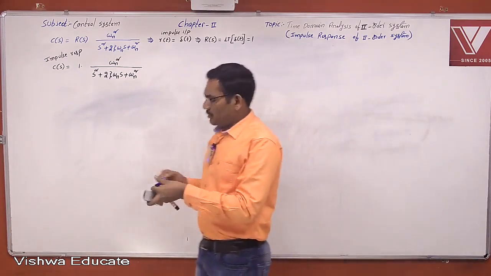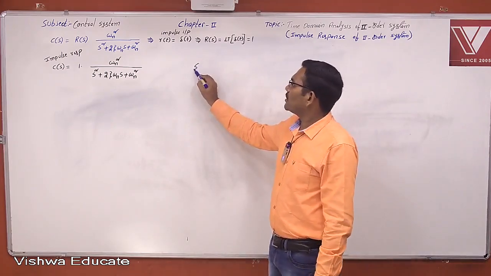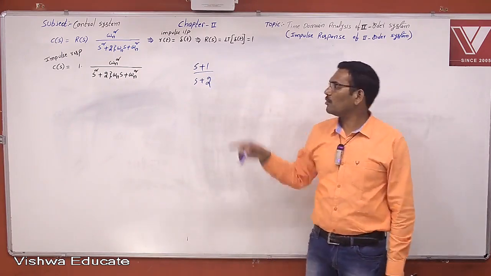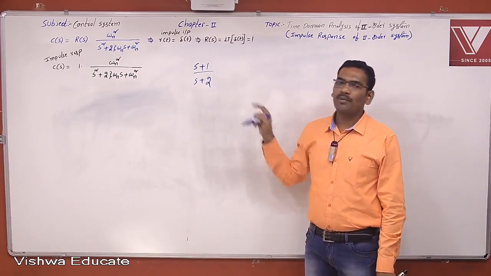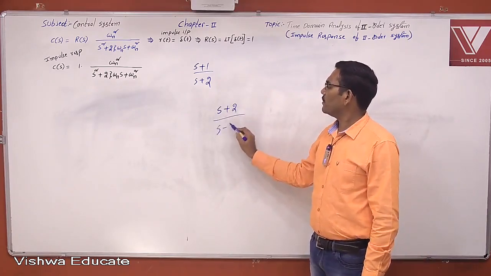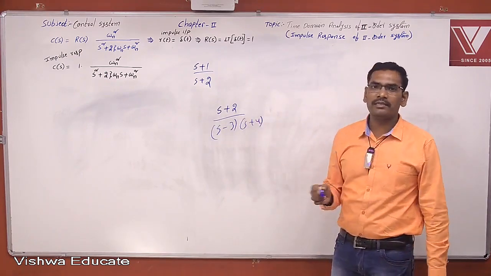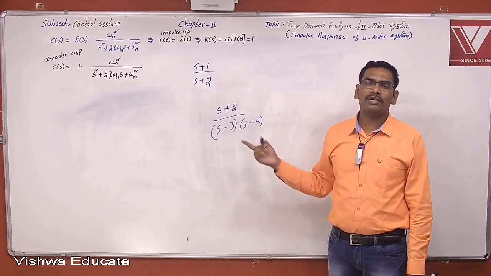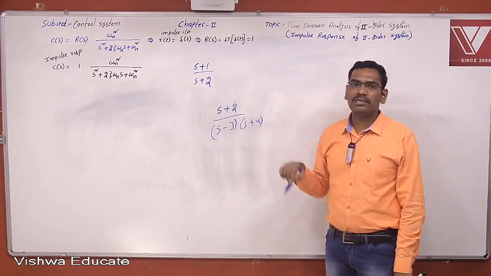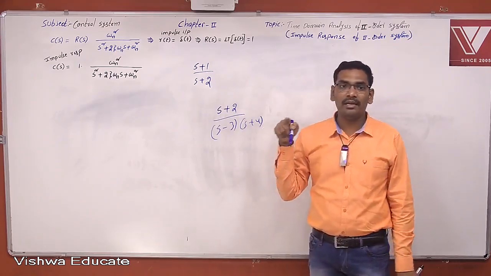We have one important point here. When I ask a question like S plus 1 by S plus 2, where is the zero? Zero is at minus 1. Where is the pole? Pole is at minus 2. When I ask a question like S plus 2 by S minus 3 into S plus 4, where is the zero? Zero is at minus 2. Where are the poles? One pole is on the positive real axis at plus 3, and one more pole is on the negative real axis. Like that you can easily say the answer, because here poles and zeros are available directly.